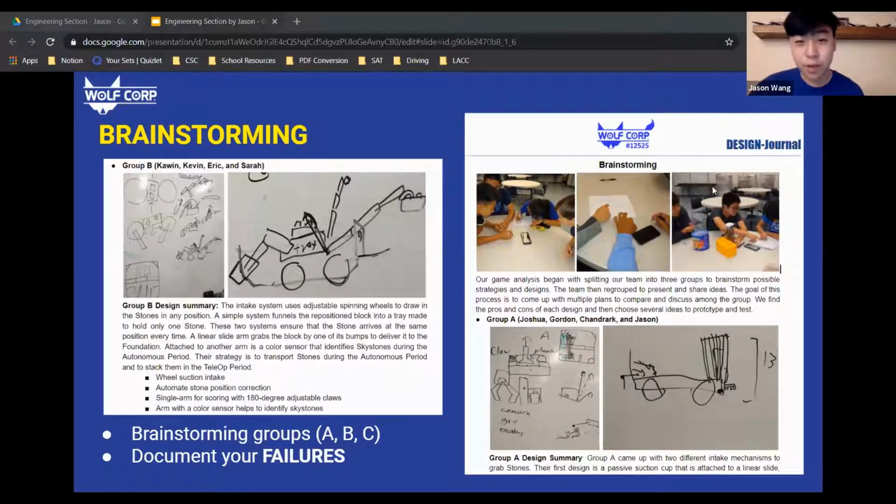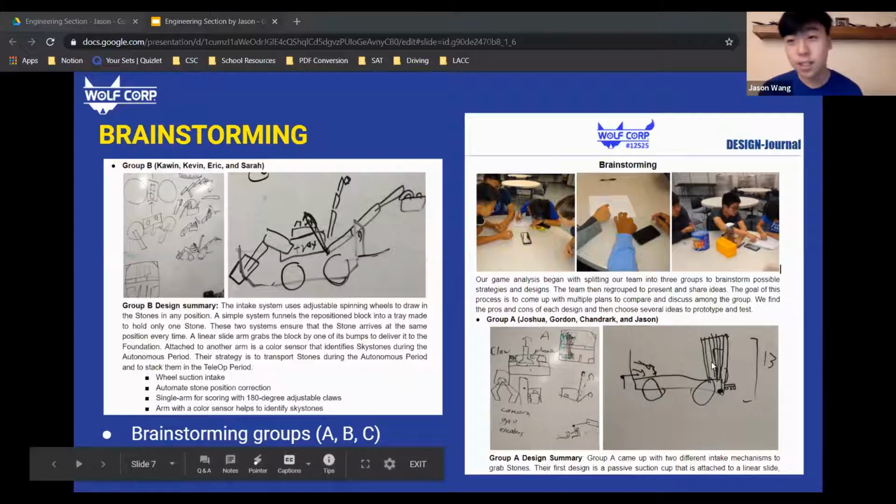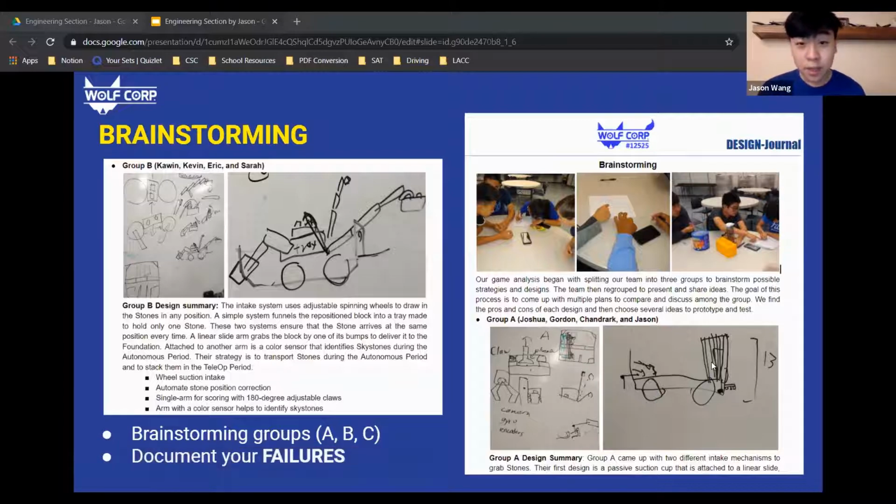For example, Group A over here came up with the idea to use something like a suction cup, and although the idea seemed cool in theory, implementing it was difficult, and creating enough sufficient force to grab the stone was nearly impossible for us. As the season progressed, we continued to prototype a design.